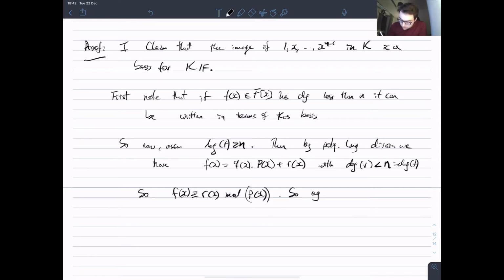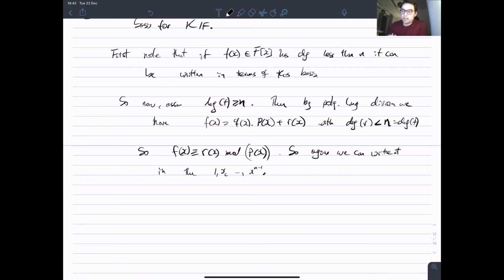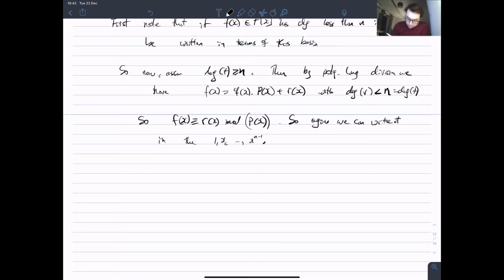So again, we can write it in the 1, x, ..., x to the n minus 1 basis, right? Because I can replace f of x with r of x. R of x has degree certainly less than n. So now my basis works. Well, this is what I claim my basis is. I'll put it in these polynomials. So I have it that my claimed basis, at least it spans it. So now we gotta check that it's linearly independent.